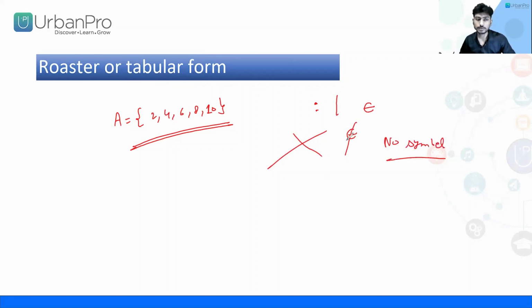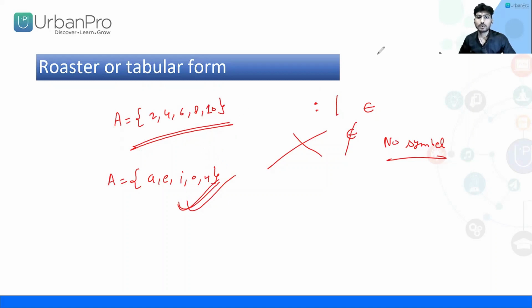No symbol here. Only just the elements separated by the comma. They can be any numbers. Like, I have taken a vowel set A, E, I, O, U. These are the vowel set, separated just by a comma. So this is the example of the roster form.